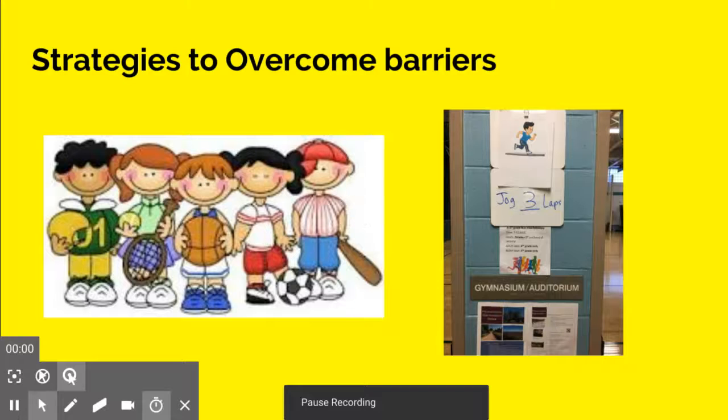Some strategies to overcome the barriers that I mentioned: first, keep rules and directions simple to increase activity time. Have specific locations in the gym for students to travel to in between activities, so that can help lead into a smooth transition into the next activity. Have students help clean up and pick up activities. Start class with an instant activity.